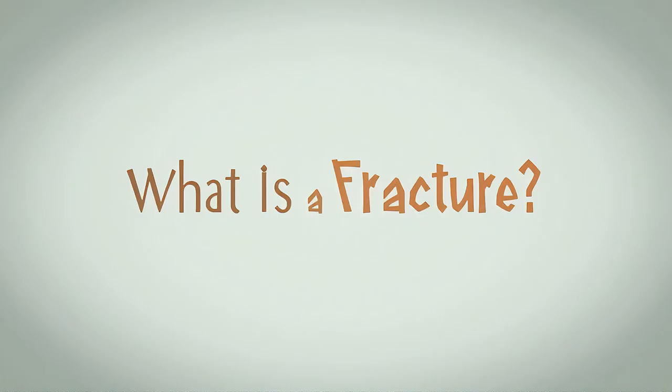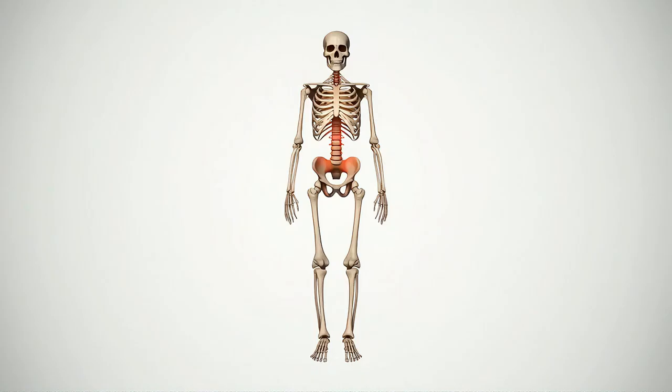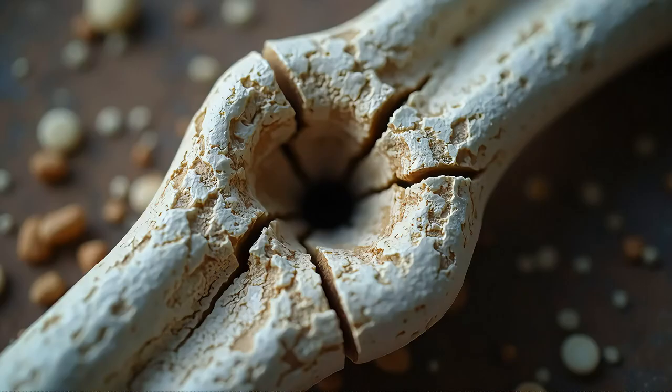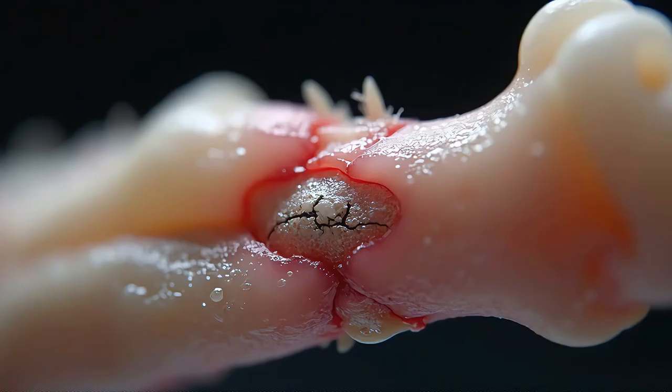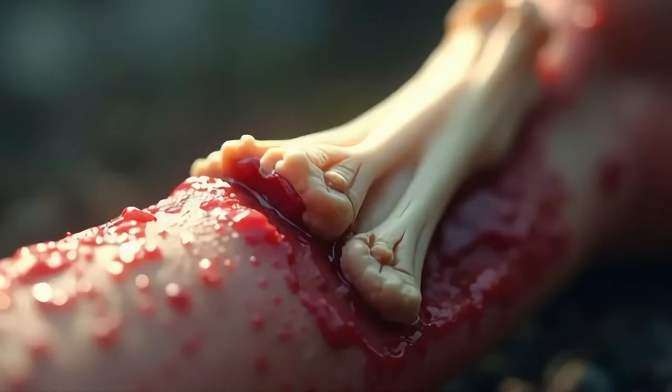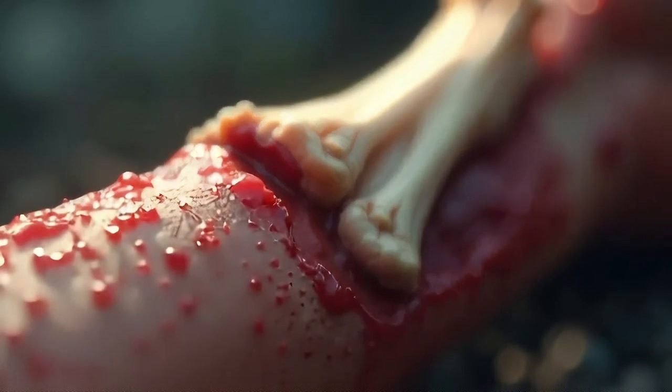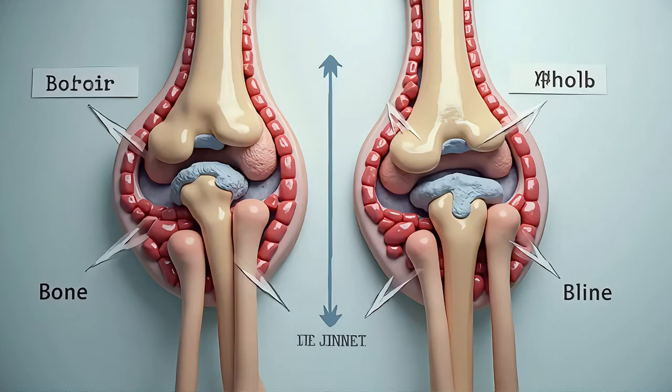What is a fracture? A fracture occurs when a bone is subjected to extreme pressure, causing it to break or crack. Fractures can be either closed, where the skin remains intact, or open, where the bone breaks through the skin, causing an external wound.